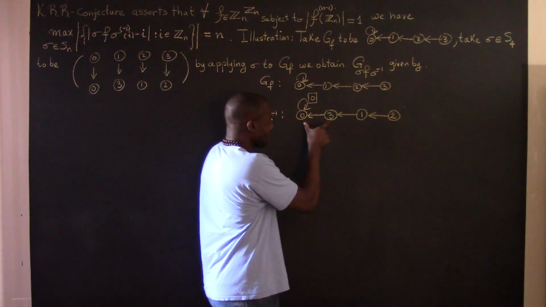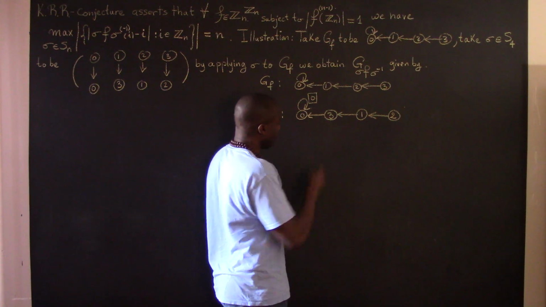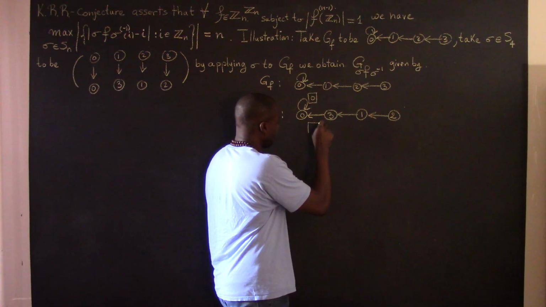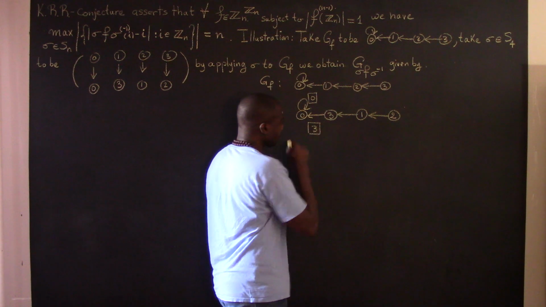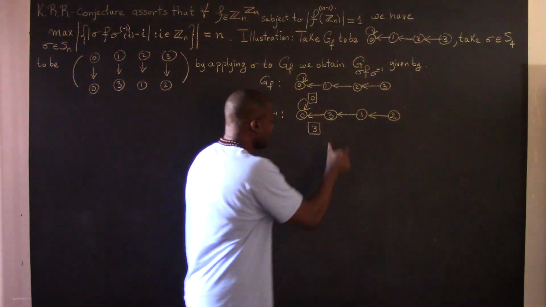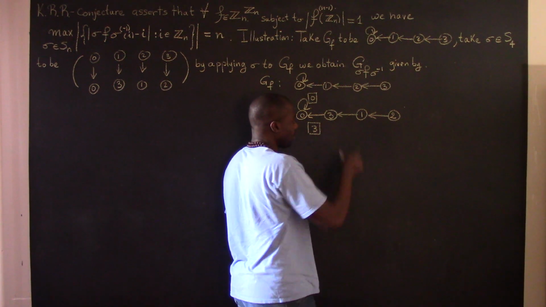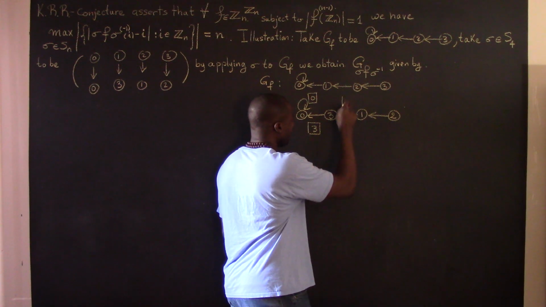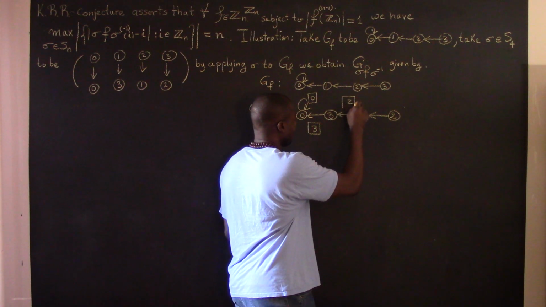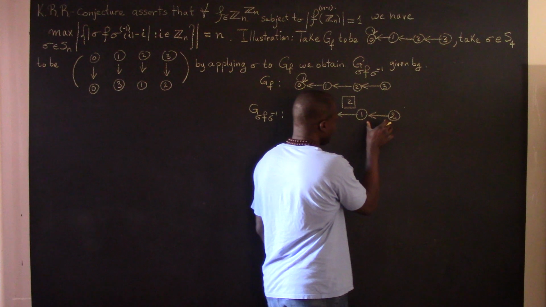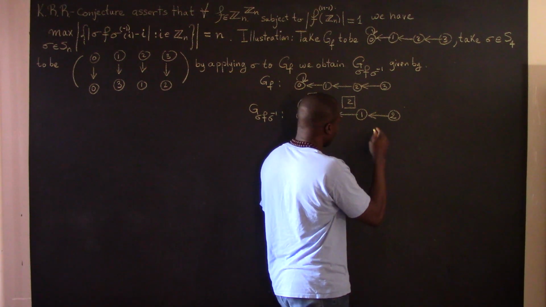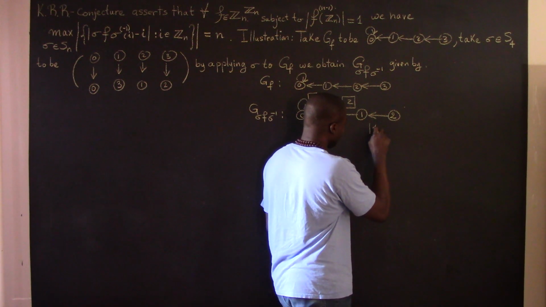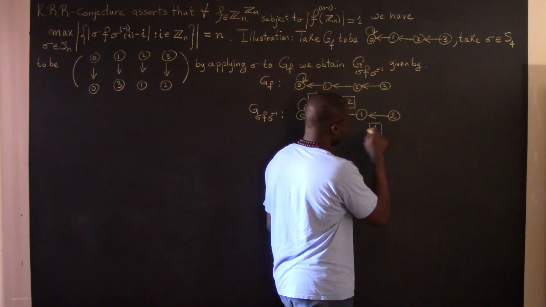If I compute the absolute value of 3 minus 0, I get 3. So here I put in the square 3. If I compute the absolute value of 3 minus 1, I get 2. So I'm going to put in here absolute value 2. If I compute the absolute value of 2 minus 1, I get 1. So I'm going to put here absolute value 1.